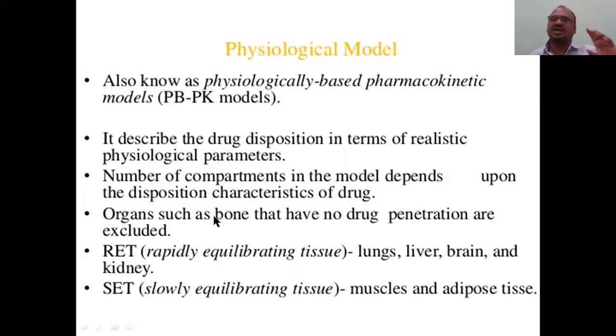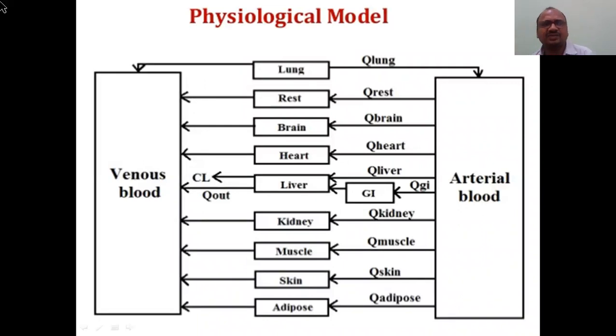Since we are not considering bone as an organ in this physiological model, we consider only rapidly equilibrating tissues, highly perfused organs like lungs, liver, brain, and kidney. Slowly perfused organs, like muscle and adipose tissue, are slow perfusing. Bone we are not considering here. That's why in the entire diagram there is no bone: lung, rest, brain, heart, liver, kidney, muscle, skin, adipose tissue. Muscle and skin are the least perfused. The remaining ones, heart, brain, lungs, are the highly perfused organs.